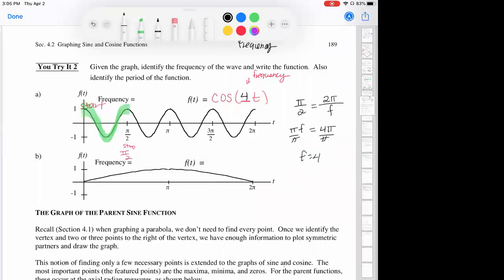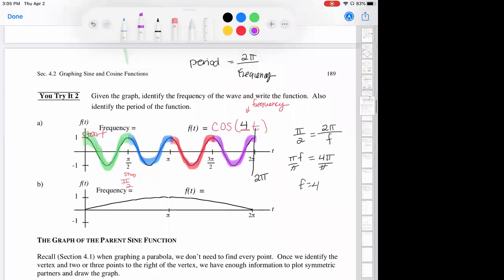You can cheat and see where you stop after 2 pi, how many cycles you have. So we have one cycle, we have two cycles, we have three cycles, and we have four cycles. Cool. So our graph that lets us trace our cycles matches our algebra, where we use that formula, right?